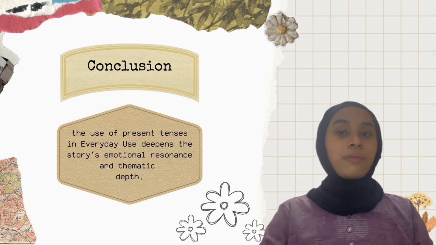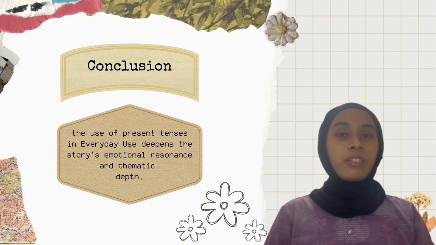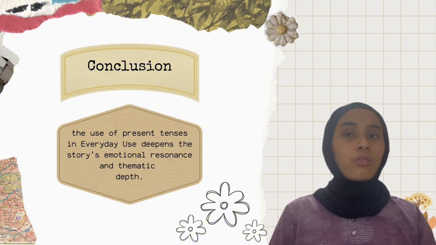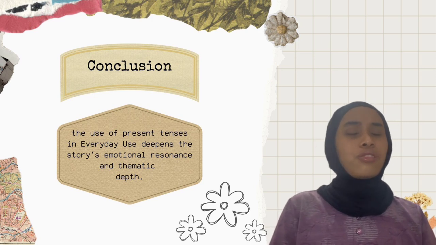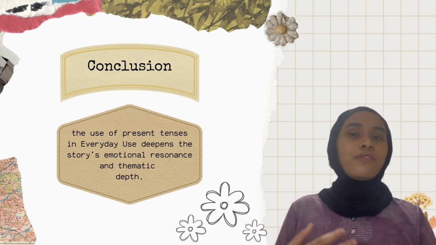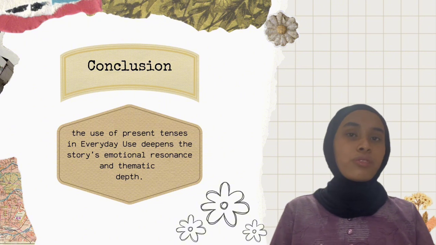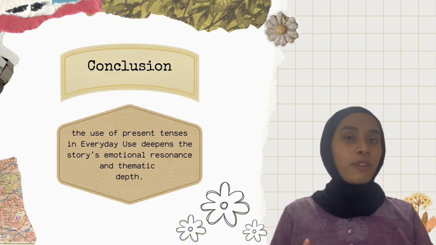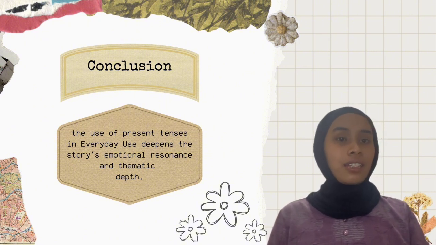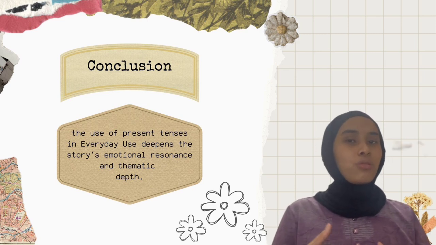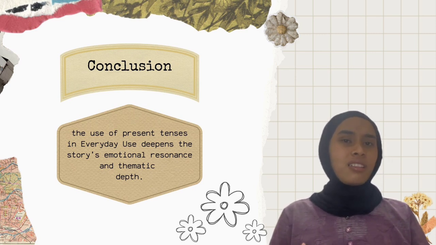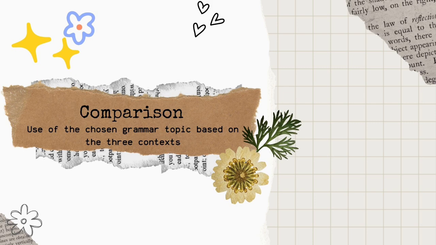To summarize, Alice Walker's use of grammar in "Everyday Use" deepens the story's emotional resonance and thematic depth. This shows how creative text can bend grammar rules effectively to convey complex ideas and emotions. I hope this analysis inspires you to look at grammar in a new light, not just as a set of rules, but as a powerful tool for storytelling.